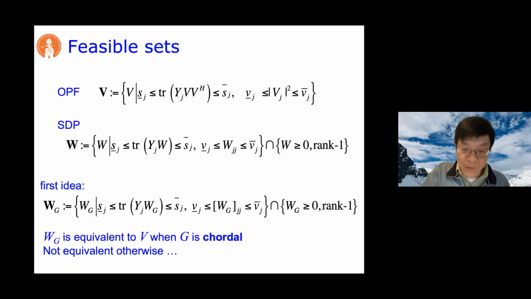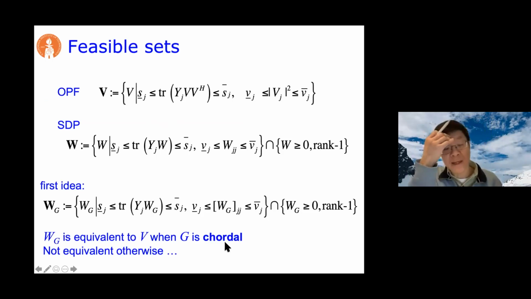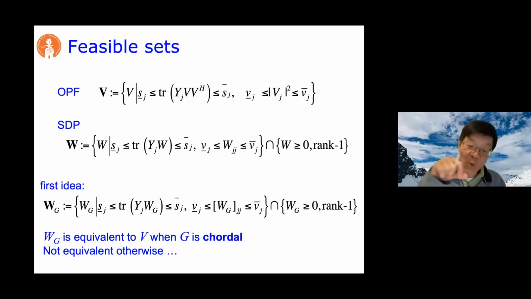So what is a chordal graph? A chordal graph is a graph where either there's no cycle, so it's a tree, that's chordal, or if it has cycles, any minimal cycle, that is a cycle without a chord, has length 3, or 3 edges.